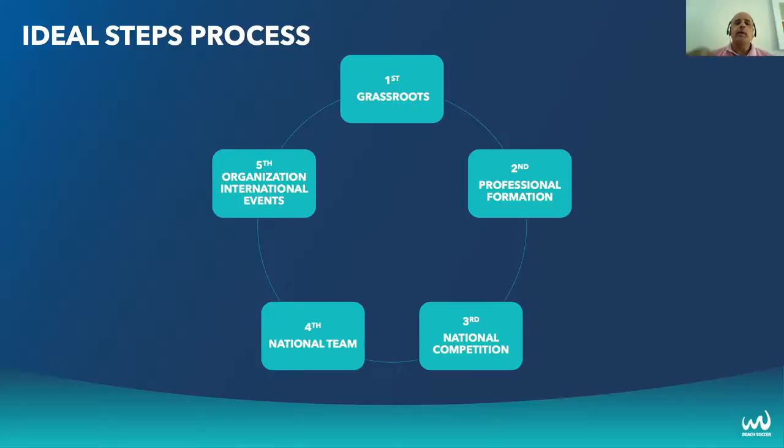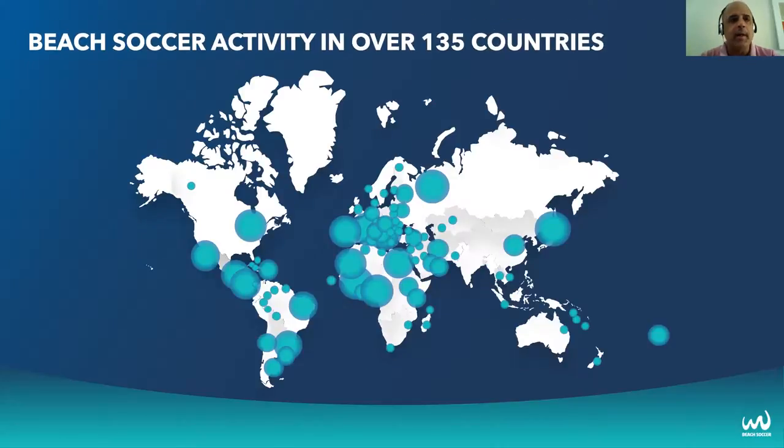So here you can see the ideal step-by-step process that I think we have to follow, but that doesn't mean that countries follow this process. We have many examples of countries that sometimes start the opposite way, organizing international events and creating their national team, and maybe they finish with the grassroots. So again, this is the ideal step that I think we can follow, starting with these five pillars, okay?